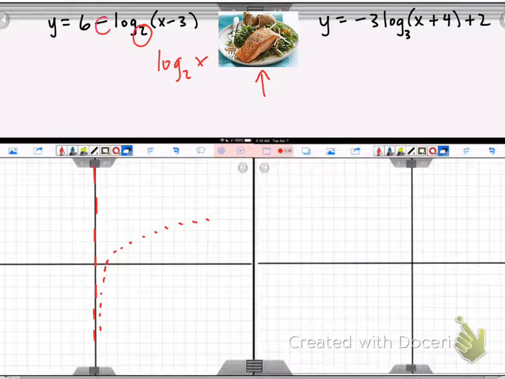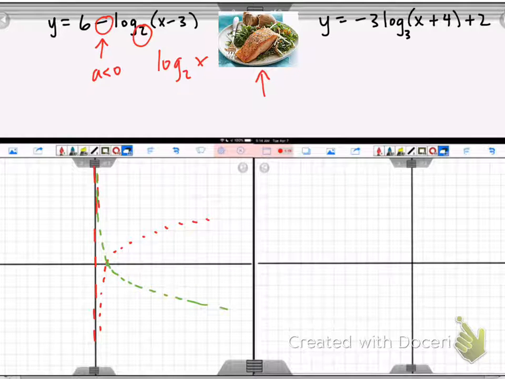First transformation we're going to look at, the a value is negative. So if a is negative, we're going to flip the parent function over the x-axis. So we're going to draw the graph. Let's do it in a different color. Let's do it in green. So we're going to reflect. We know how to do a reflection.